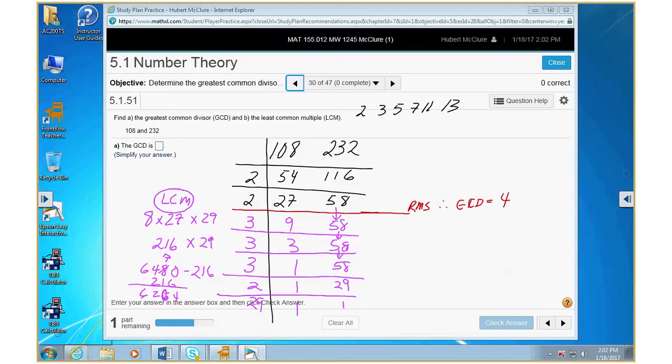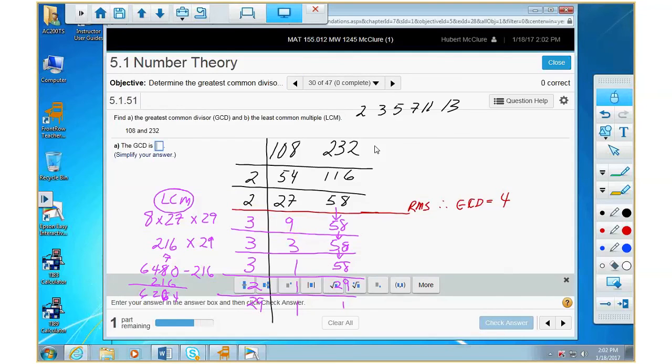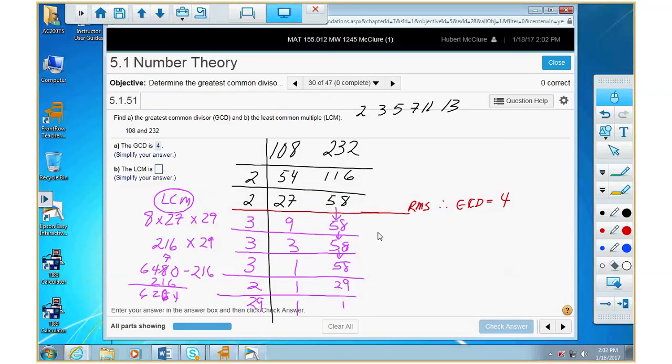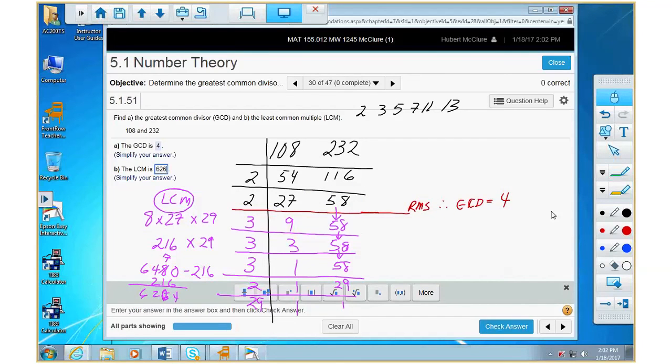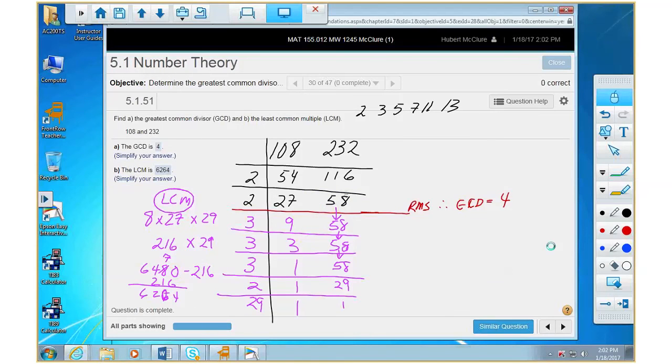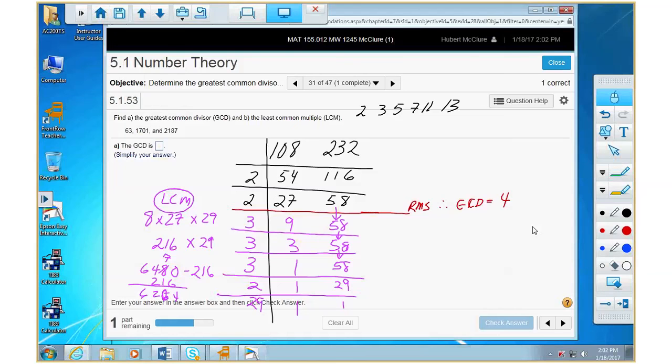That's fine. You can say that too. Lowest and least, same thing. So I'll type in 4 right here so I can feel good about myself. Fantastic. No, I got an excellent. And then least common multiple is 62, 64. Nice work. I feel good about myself. And you're done. That's how you do it.